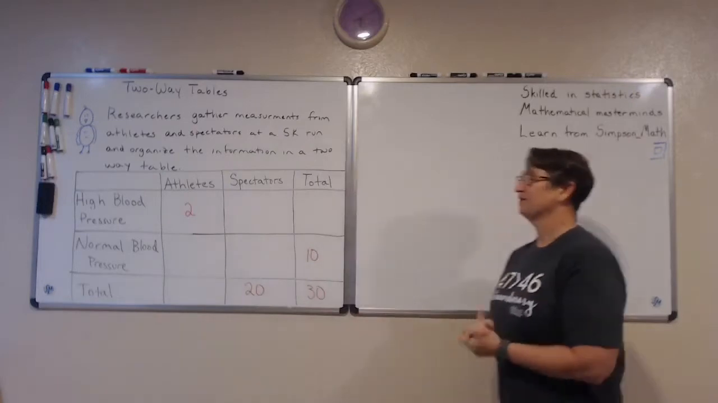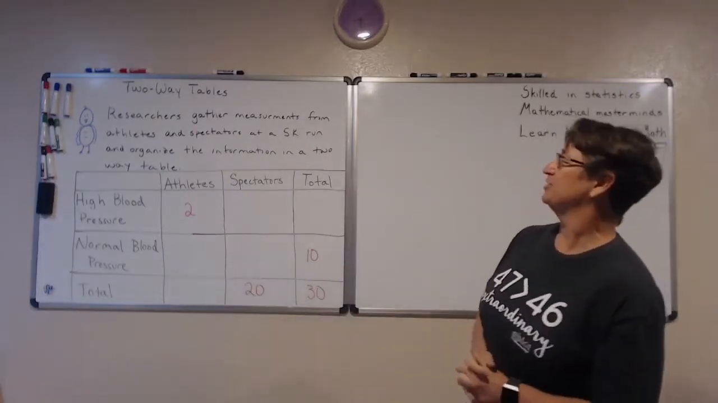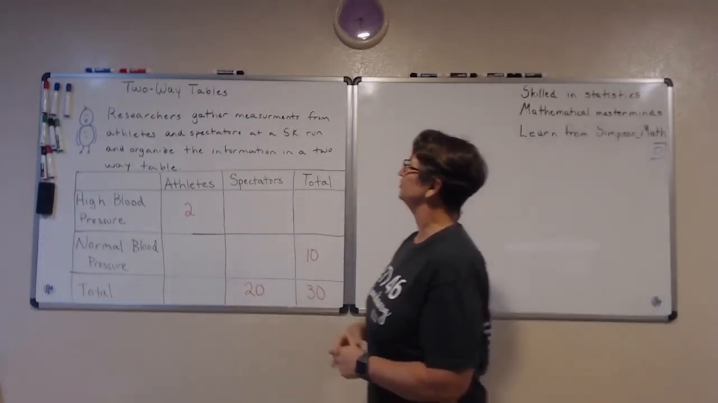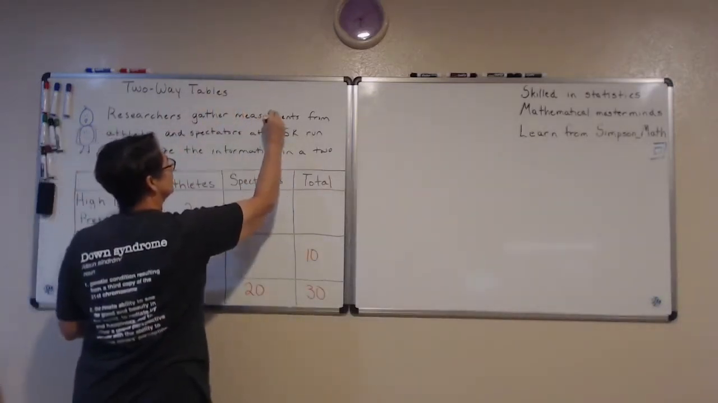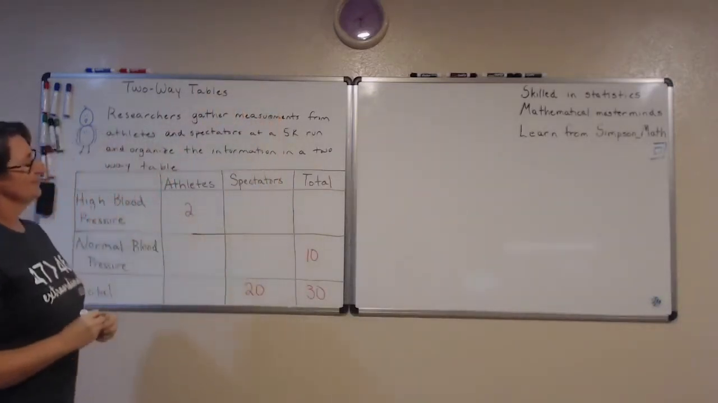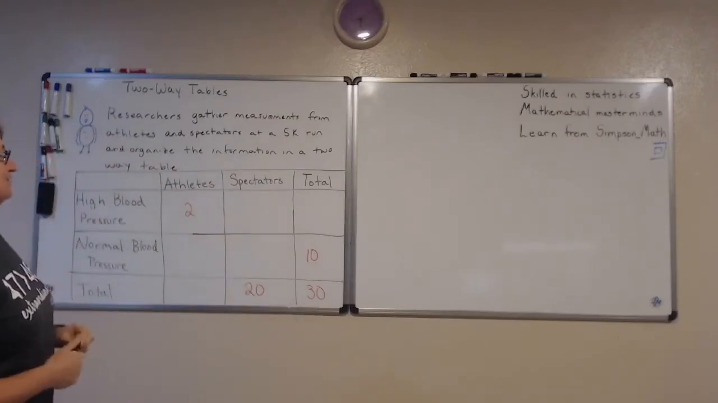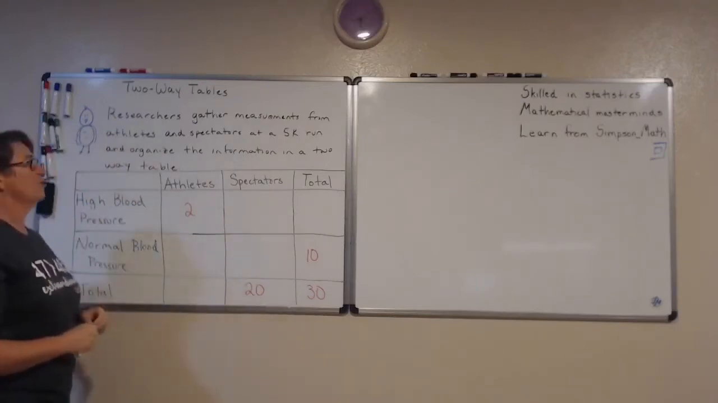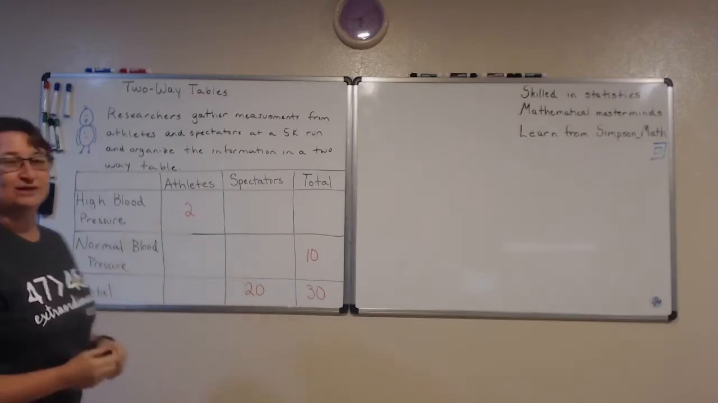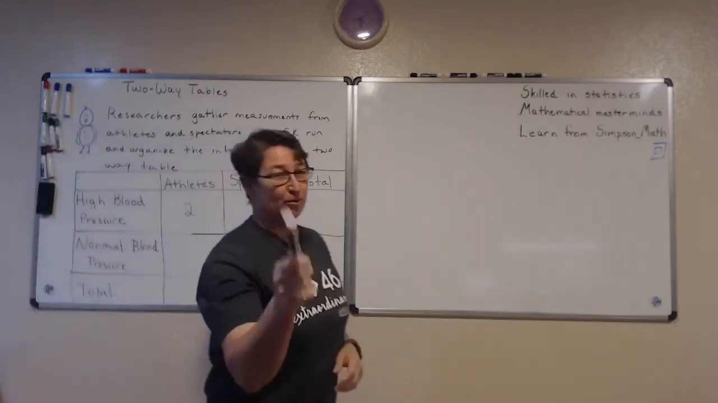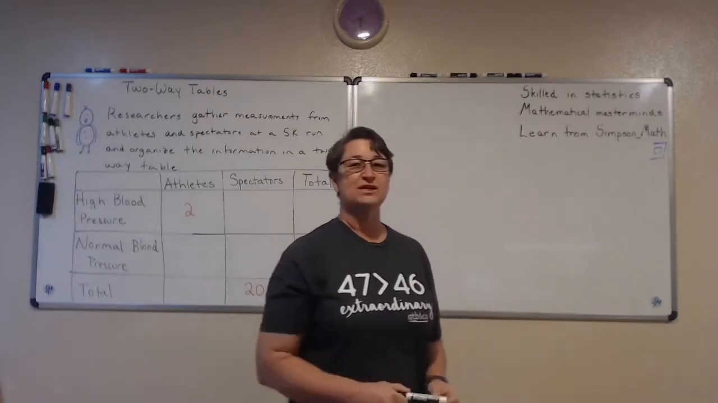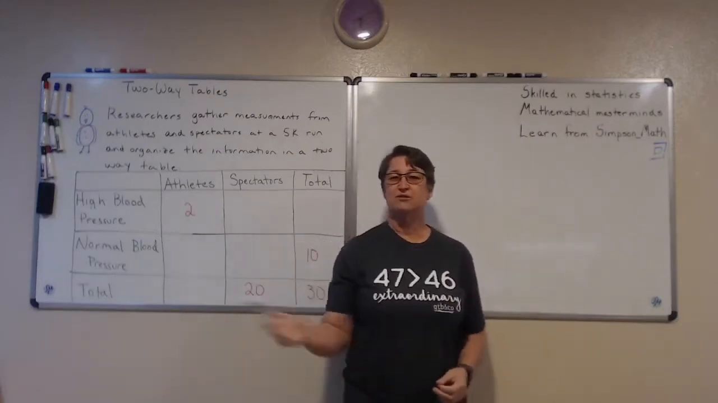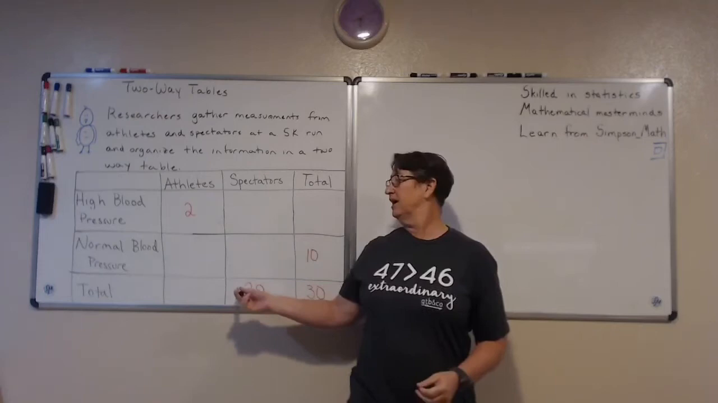Here's our early bird. Researchers gather measurements from athletes and spectators at a 5K run and organize the information into a two-way table. So maybe you remember in the past, we've made two-way tables before. Back when we did graphical displays, we did two-way tables.